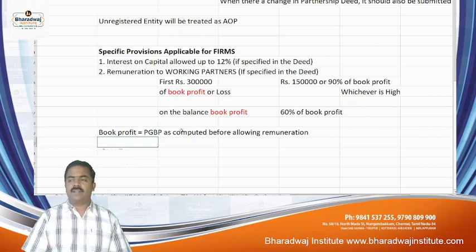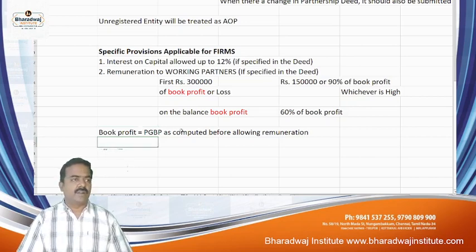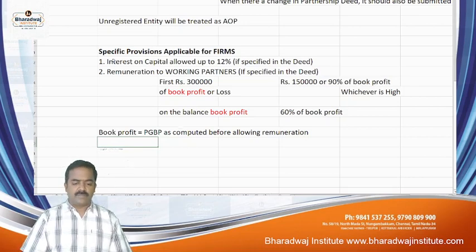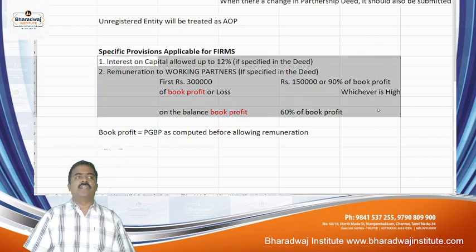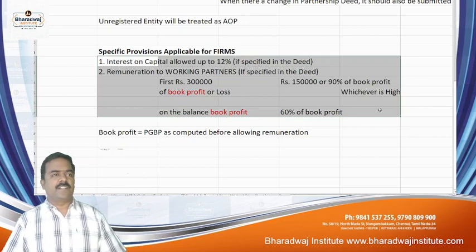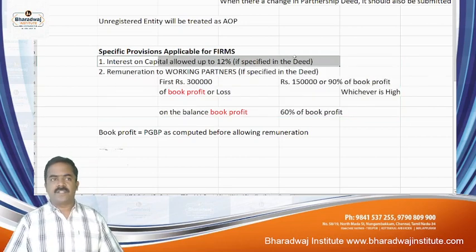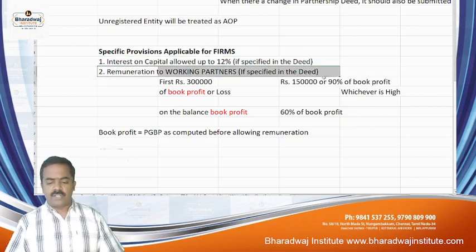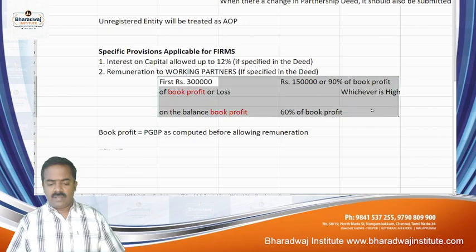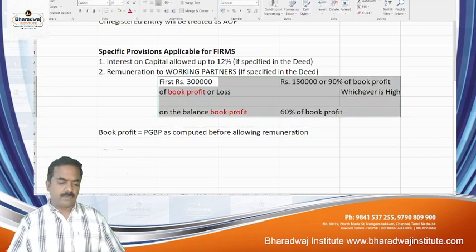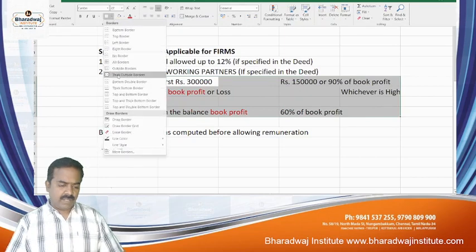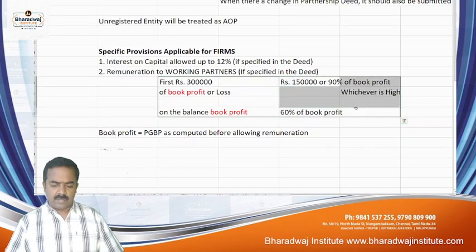Book profit is nothing but your business income before allowing partners remuneration. These are the only two differences between normal PGBB chapter and assessment of firms. Interest on capital is allowed up to 12%, but it should be specified in the partnership deed. Remuneration to working partners is allowed. On the first 3 lakhs of book profit, how much can be claimed?